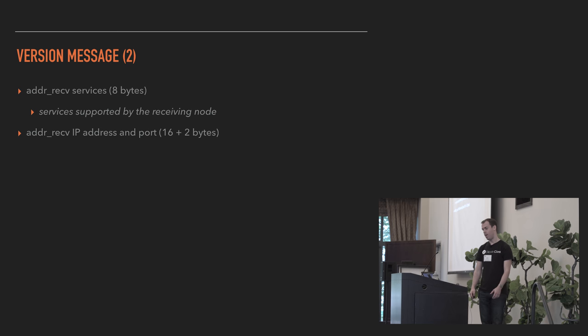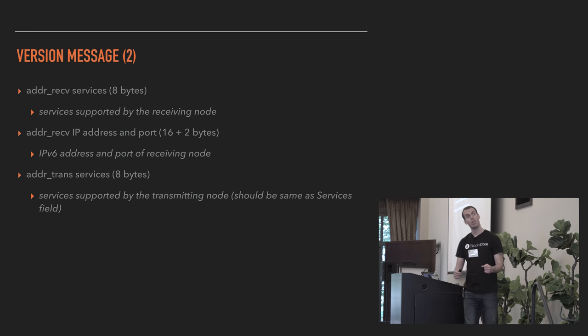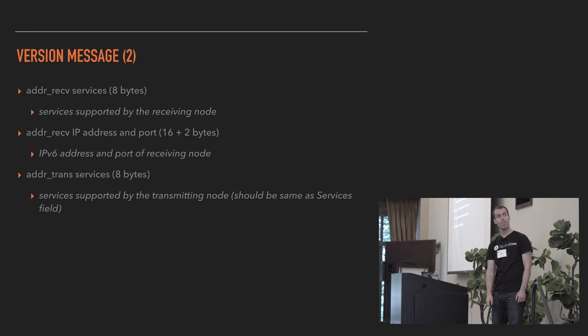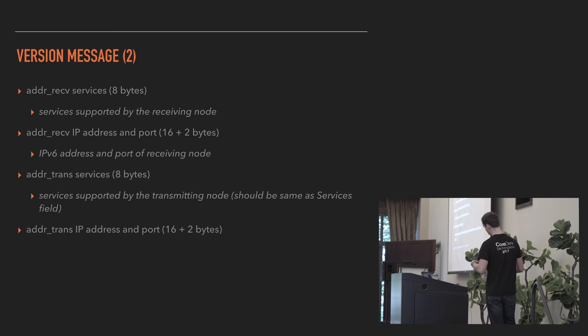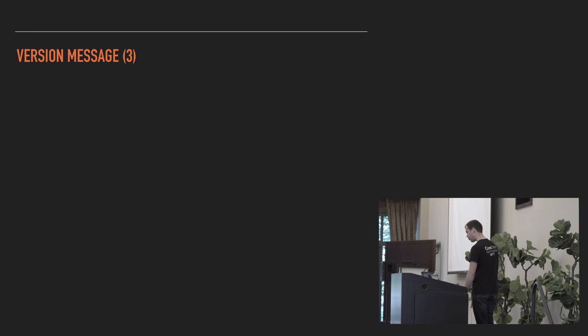Then there's a bunch of add or receive. So this is, sorry, let me do that again. The transmitting node is saying, I think that you support these services, and I think this is what your IP address is and your port is. And then the added trans services, that's the transmitting node saying, these are the services that I support, and this is what I think my address is. So that added trans services should be the same as the services field.